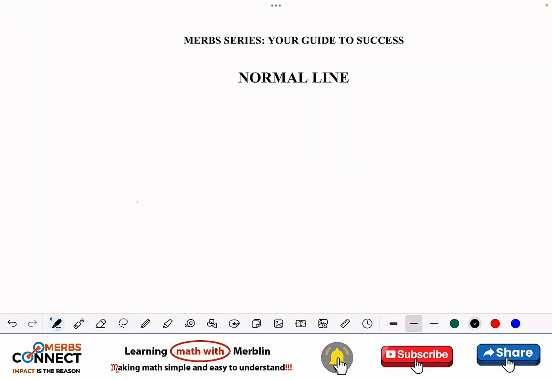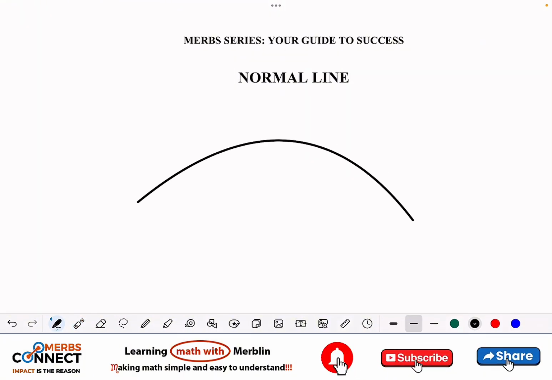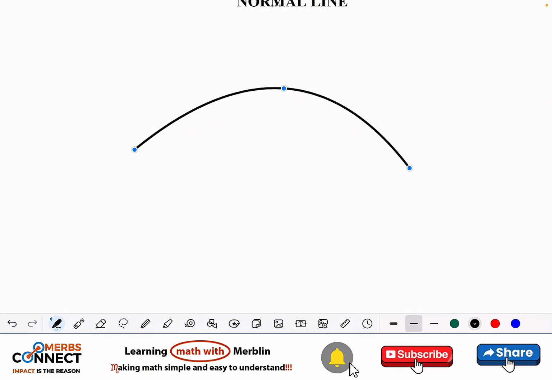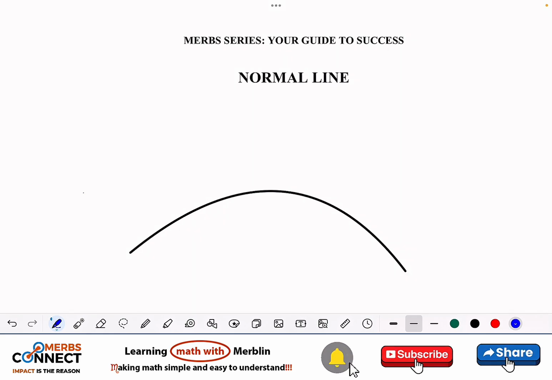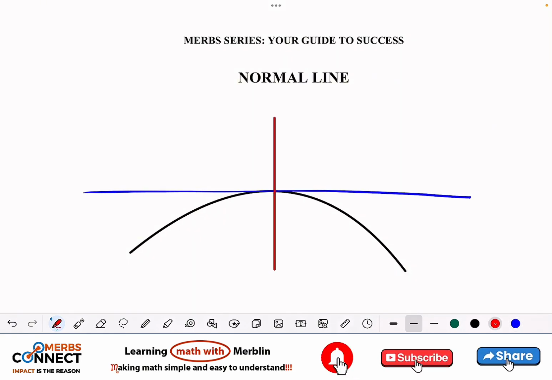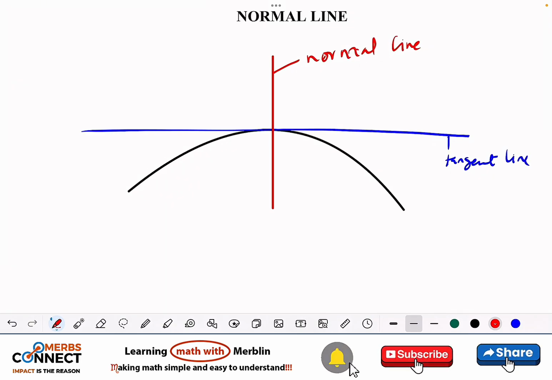Now, if we are talking about the normal line, if we assume that this is the curve, and we saw that the tangent line is this, which is blue, right? Now we have another line which is here. So this here is the tangent line, and the red is the normal line. Good. So if I have a point here, let me call this point (x1, y1).